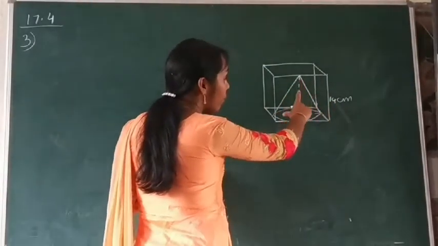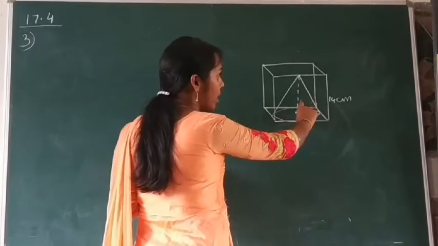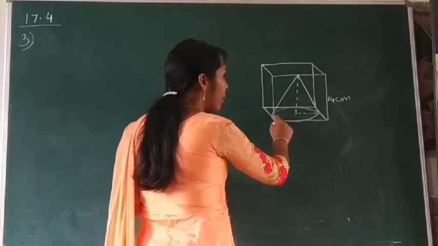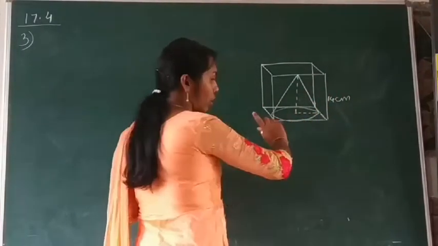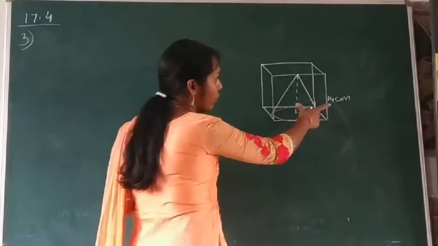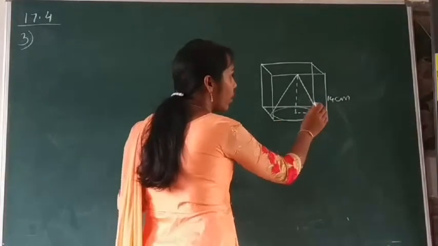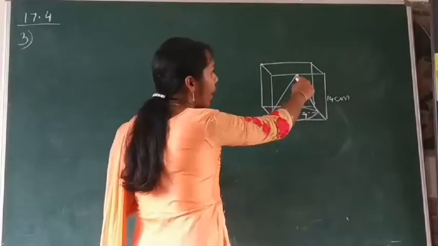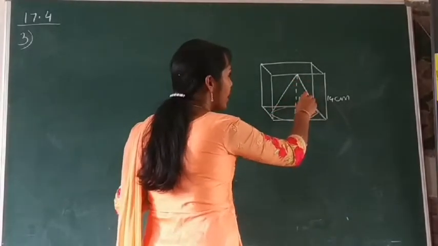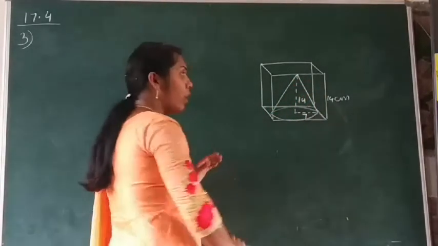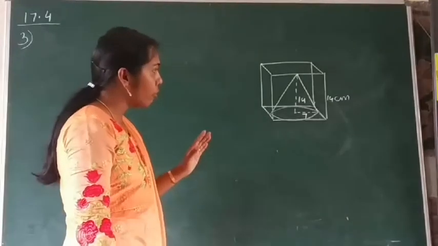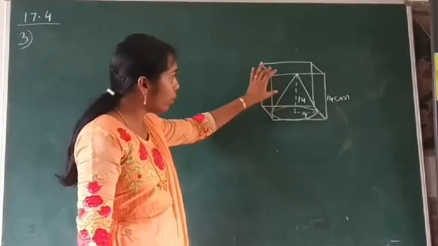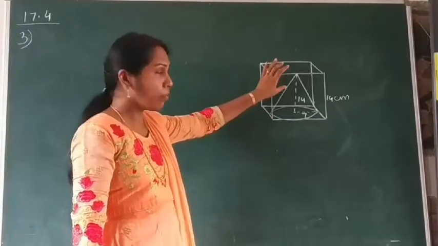So when we carve out a cone of maximum size, the height of the cone will be equal to the edge of the cube, and the diameter also will be equal to the edge of the cube. That means radius will be equal to half of the edge. So radius will be equal to 7 cm and height will be equal to 14 cm. Now we have to find the volume of the remaining material. So for that we need to find the volumes of both the solid figures.